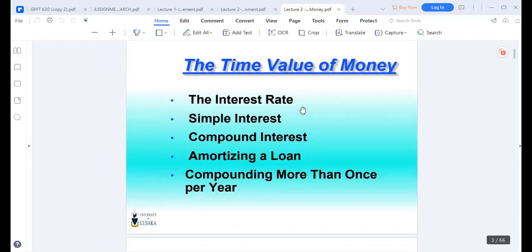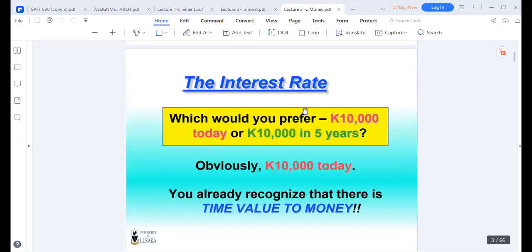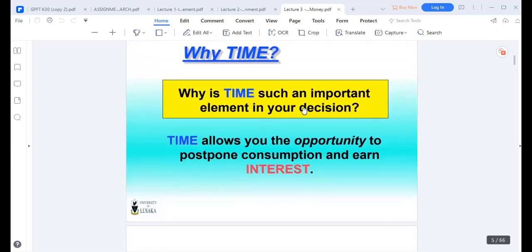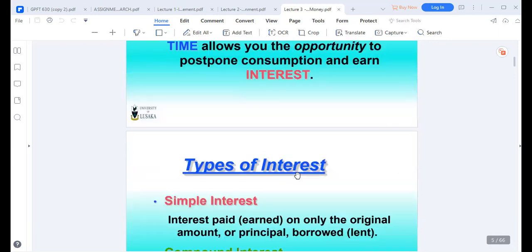So I spoke of the different types of interest rates. We're going to look at simple interest, compound interest, effective annual interest rate, and how these are used in computing the future values or the present values. So we'll start with what is called our simple interest rate. Like I said, time is important because it gives us what is called opportunity cost, or we call it a sacrifice, which we call interest.